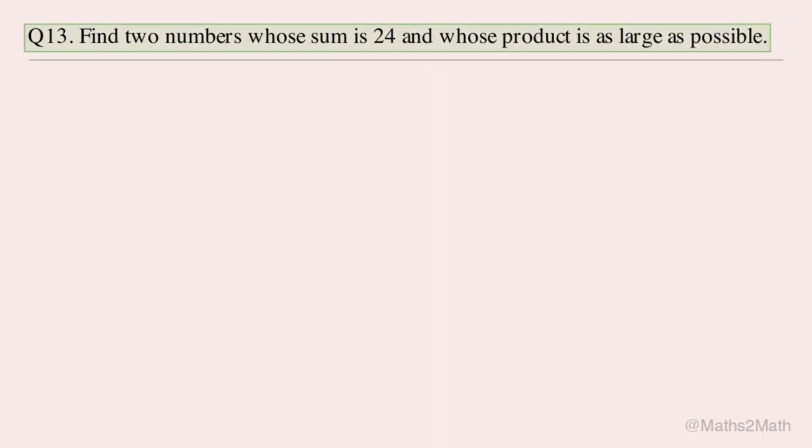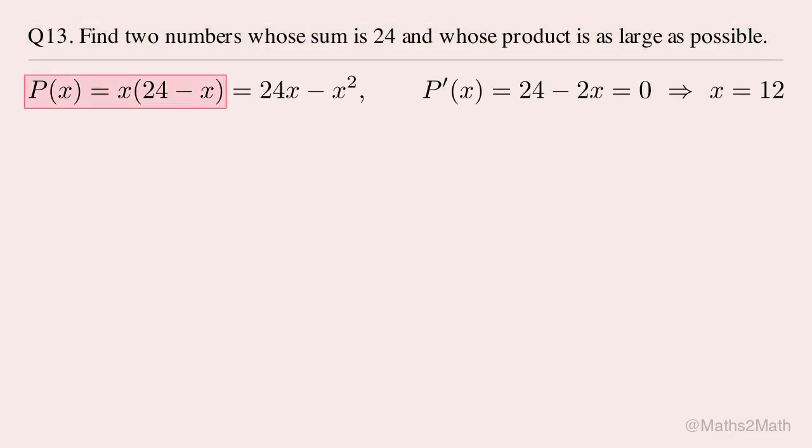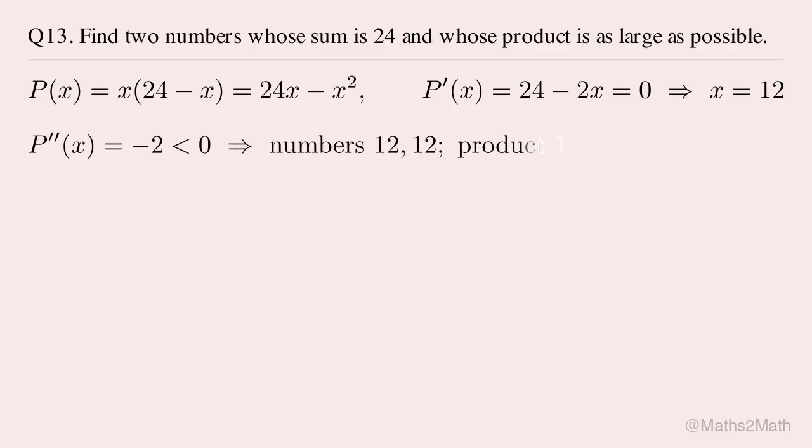Question 13. Split 24 into 2 parts with the biggest product. Write the product as a function of one part. With parts x and 24 minus x, the product is a downward parabola. Its derivative vanishes at 12. Second derivative minus 2 confirms the maximum. Both numbers 12, product 144.